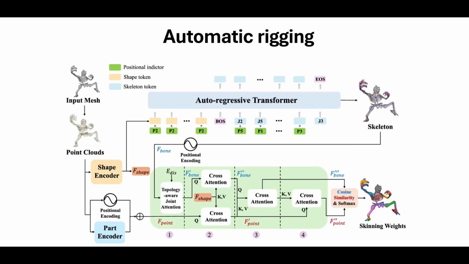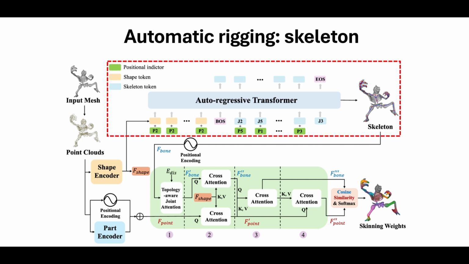Now, let me introduce our rigging network. Our system first predicts plausible skeletal structures using an autoregressive transformer. This transformer incorporates a joint-based tokenization strategy for compact representation and employs a hierarchical ordering methodology with stochastic perturbation to enhance bidirectional learning capabilities.